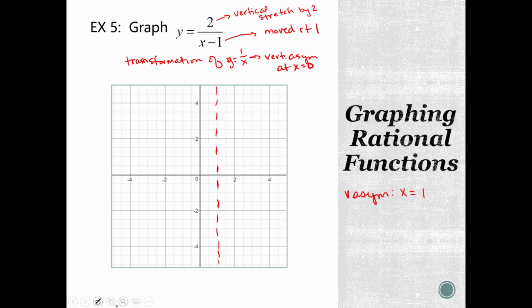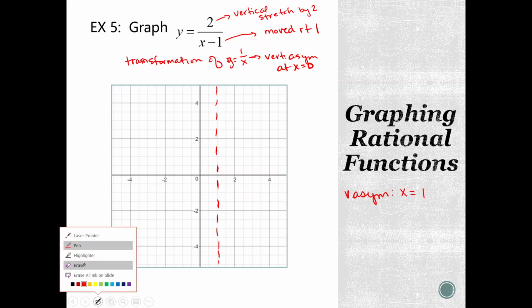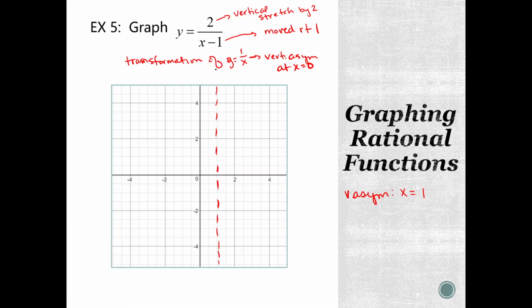The other way to think about that, other than just using the transformations, is to remember that this denominator, set it equal to 0, will get me my vertical asymptote. So that means x equals 1 is the vertical asymptote. Okay, take the denominator, set it equal to 0. That also means my domain is x not equal to 1.